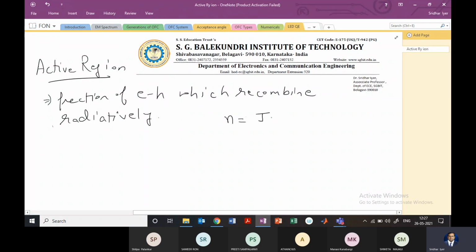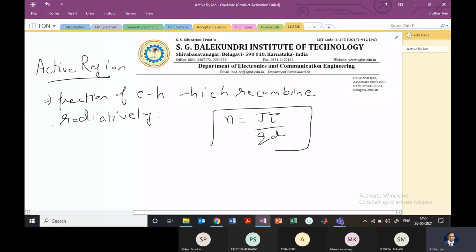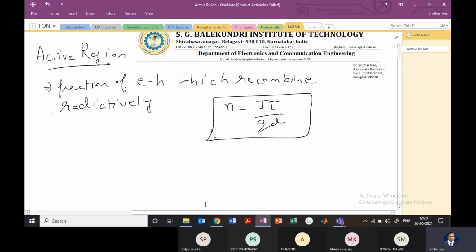So n was J tau divided by QD, right? Where J is the current density, Q is the electron charge, D is the thickness of that region where recombination occurs, and n is the injected electrons. We have taken n naught as the initial electron density, and tau is the lifetime of the carriers. That means how long these carriers are going to exist, right? So now today we are going to derive the internal quantum efficiency.